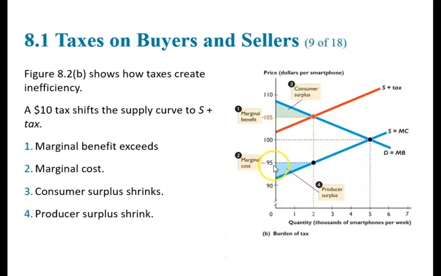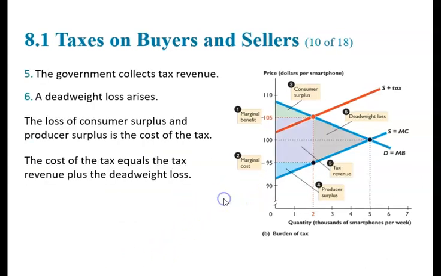The producer surplus is also shrinking because only the producer surplus up to 2,000 units of smartphones can be extracted by the suppliers in this market, while previously the producer surplus was extracted up to this initial equilibrium quantity of 5,000 units of smartphones. So you can simply see very clearly over here that the consumer surplus and the producer surplus will shrink after the imposition of the tax.